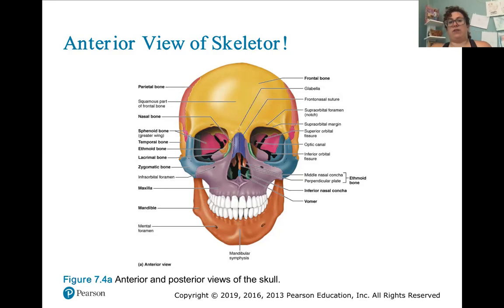We have things called nasal conchae, which are our warming bones. And literally, all they do is that when the air comes in, their job is to humidify and warm the air that comes in. And then we have the vomer, which helps make part of that nasal plate and hard palate.